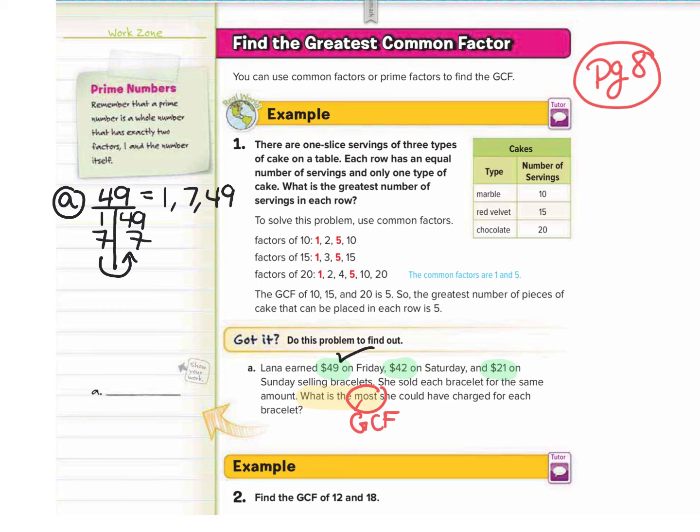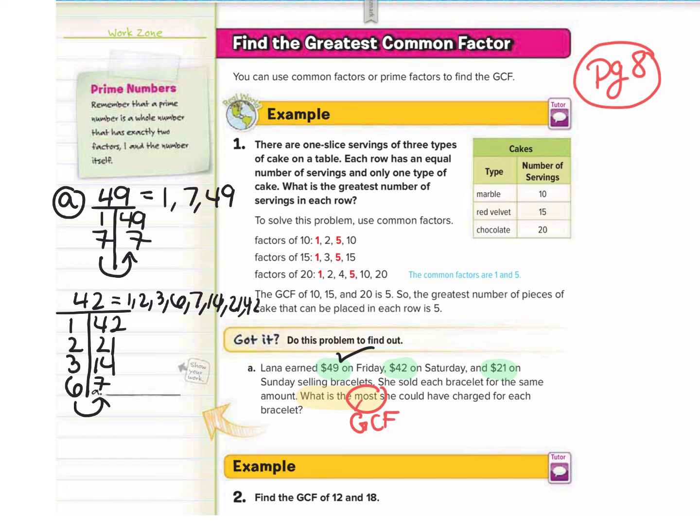So now let's find the factors of 42. So again, the first factors are 1 and itself. Then we have 2 times 21. Then 3 times 14. 4 does not go into 42. 5 does not go into 42. 6 goes into 42. 6 times 7. So once we got 6 times 7, there's no other numbers between 6 and 7. So that means we found all the factors. So the factors are 1, 2, 3, 6, 7, 14, 21, and 42.